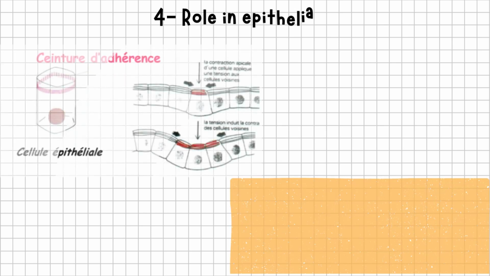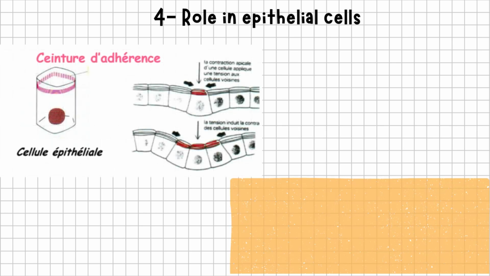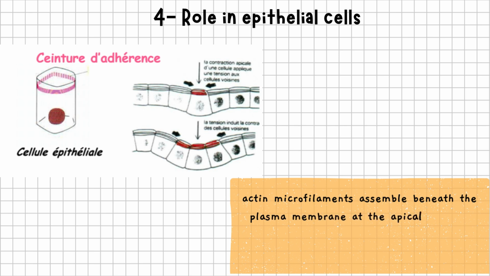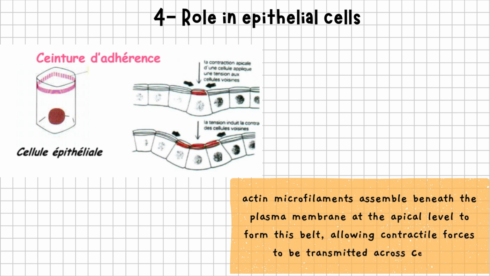Another essential role is manifested in epithelial cells, through the formation of the adherens junction. Indeed, actin microfilaments assemble beneath the plasma membrane at the apical level to form this belt, allowing contractile forces to be transmitted across cells. This coordinated mechanism plays a key role in maintaining the integrity and structure of epithelial tissues.